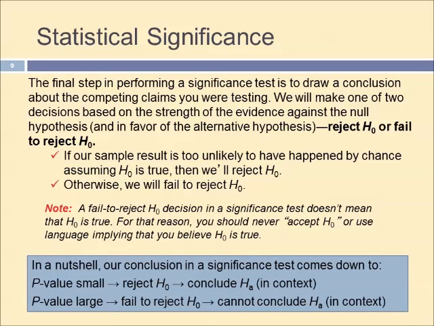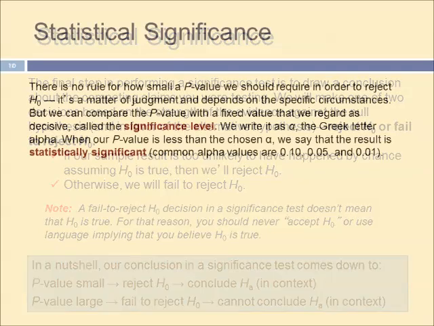So in a nutshell, our conclusion in a significance test comes down to two things. Small p-value: reject H0, and we conclude the alternative, in the context of the problem. If the p-value is large, we fail to reject H0, so we can't conclude that the alternative is true. So we say there isn't enough evidence to reject H0.